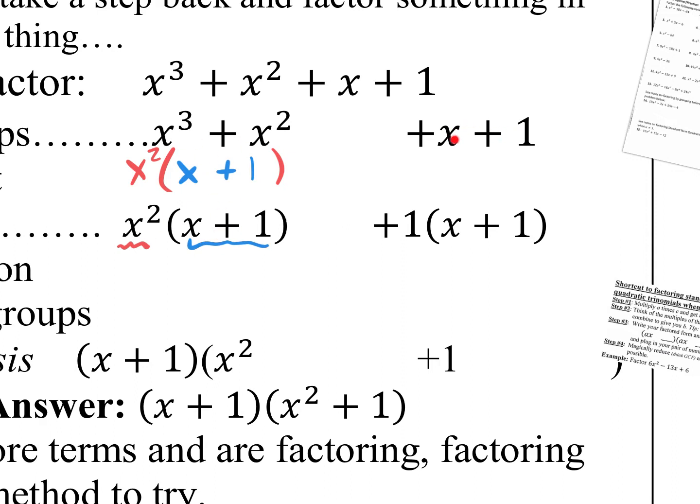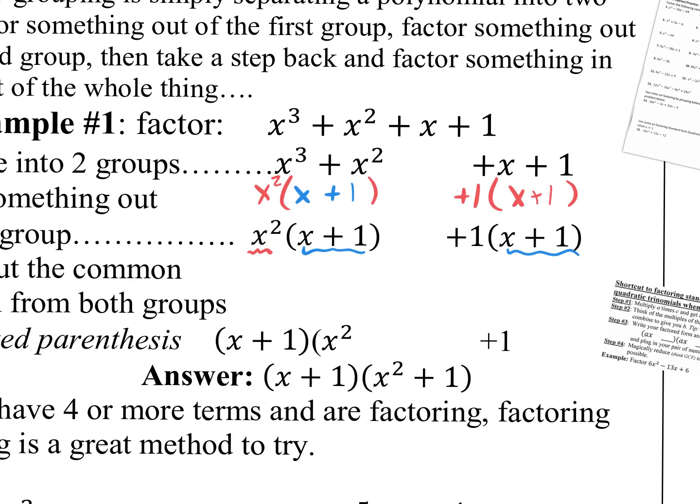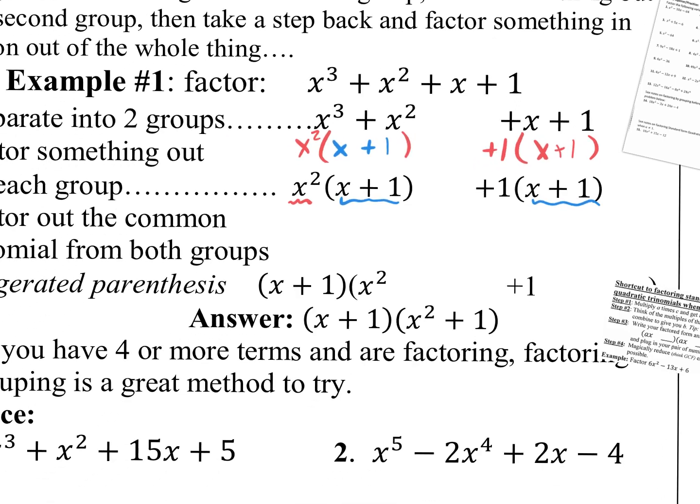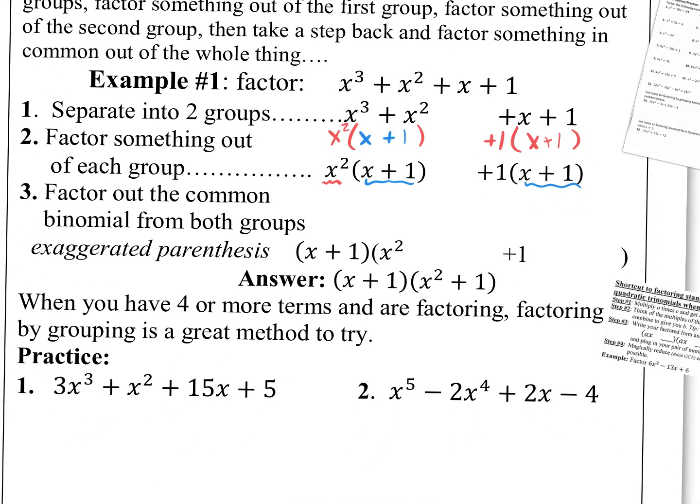Over here, what could I pull out? I can't pull out anything. But for the sake of doing factoring by grouping, even if I can't pull out anything, just to go through the motions, I'm going to pull out a positive 1. Because if you pull out the factor of 1, it stays exactly the same, x plus 1. Right? So there it is, x plus 1. Okay, so that was step 2. Factor something out of the first group, factor something out of the second group. Step 3 is to take a step back and factor out the common binomial from both groups. So if you have a common binomial, which right here is x plus 1 and x plus 1, you could pull out that x plus 1.